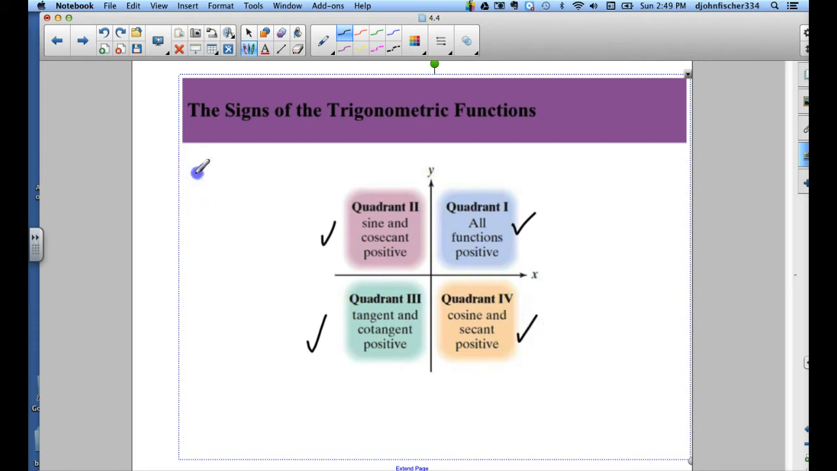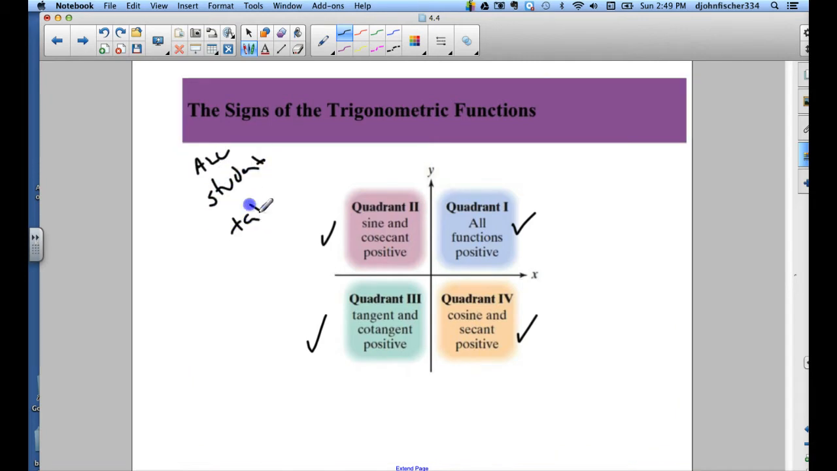Now I always remember this by "All Students Take Calculus." First quadrant, all are positive. Second quadrant, sine and the one that goes with sine, cosecant, are positive. Third quadrant, tangent and cotangent are positive. Fourth, calculus, C, cosine and secant are positive, the one that goes with it.